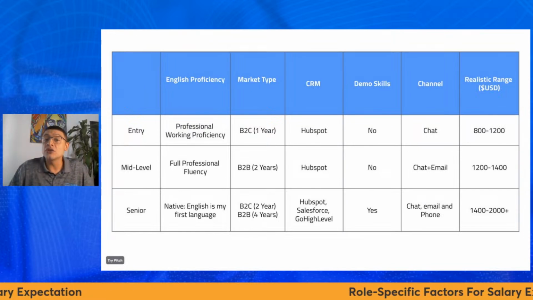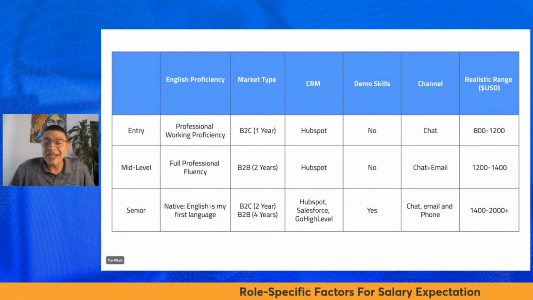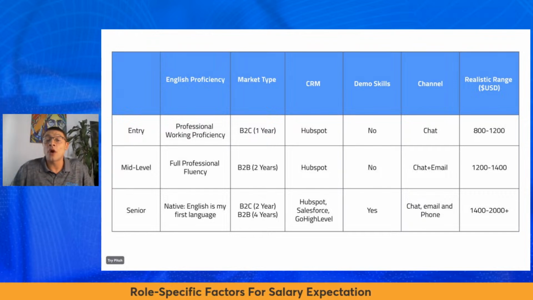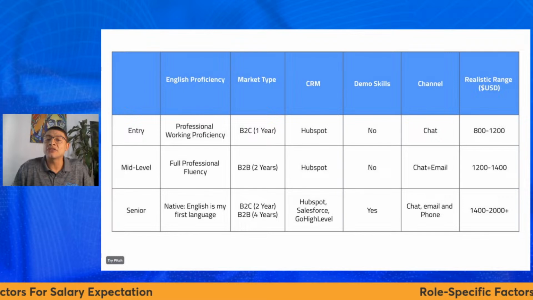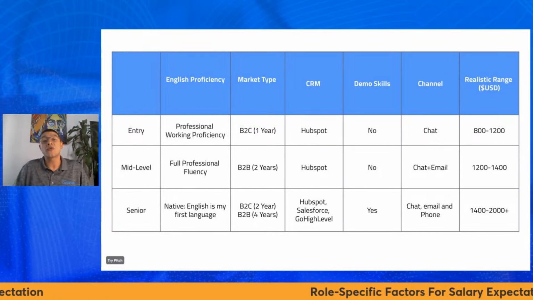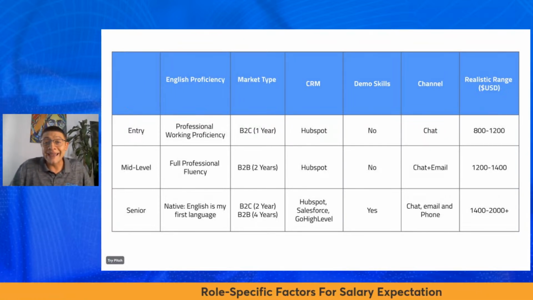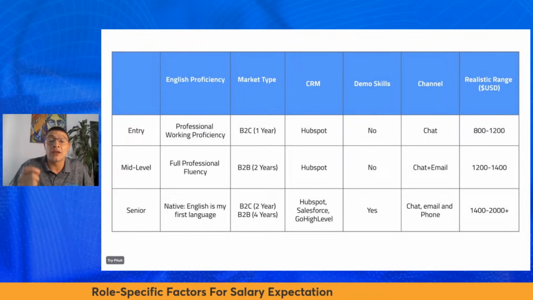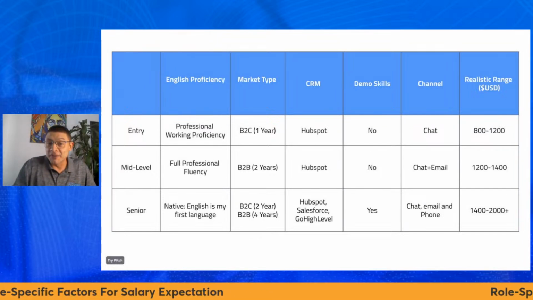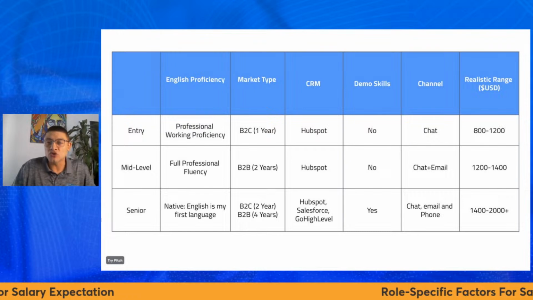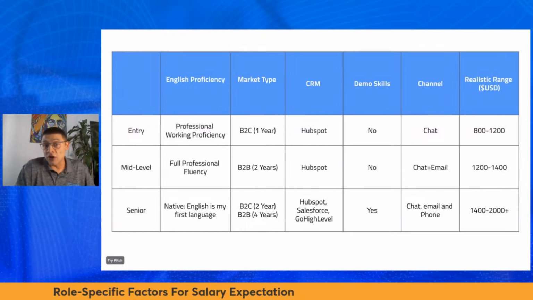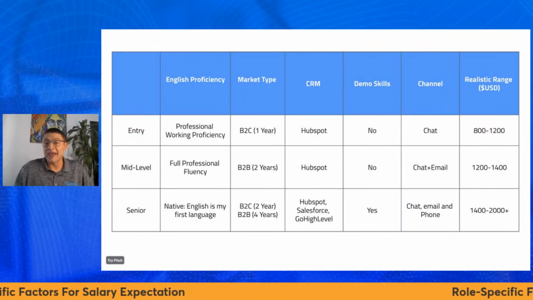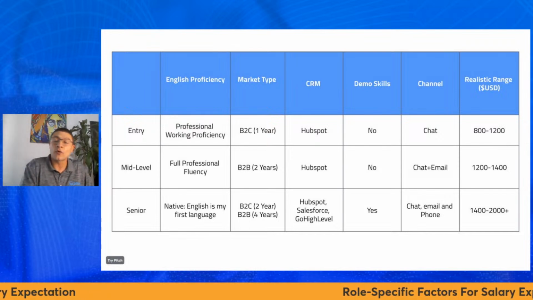Do they have any demo skills? Yes, they do, right? What channels have they used? Chat, email, and phone. So they've used all three. And that one can range from 1,400, 1,500 to about 2,000, right? Or more. And again, some of these things will differentiate based on what those responsibilities look like. Do I have to do any demos, right? But basically for a senior native English speaker that has experience both in B2C and B2B with multiple types of CRMs that they've used and they have held demos in the past, they can be looking anywhere between 1,400 to 2,000 north.